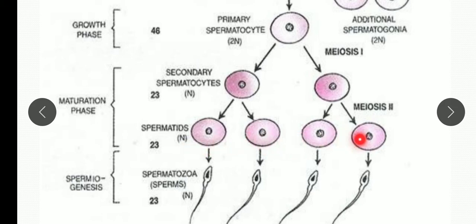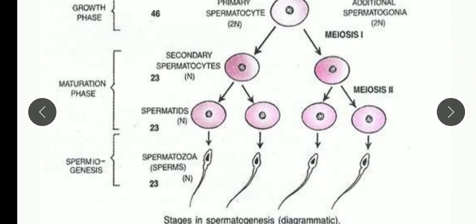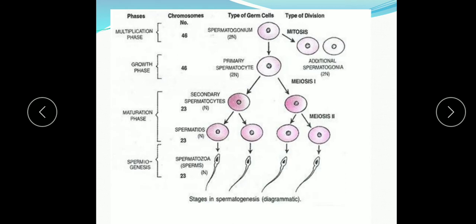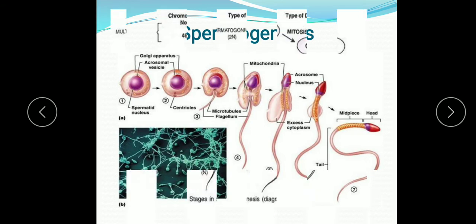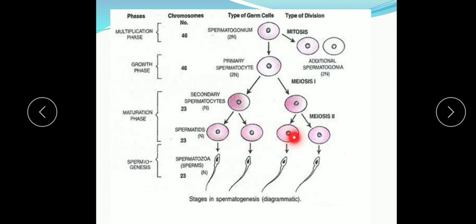Now these 4 spermatids further develop into sperm by the process of spermiogenesis. Let me see what the different steps followed in spermiation or spermiogenesis are. Spermiogenesis is the transformation of spermatid into sperm. Understood, children? This is the spermatid. This spermatid transforms into the sperm. When spermatids transform into sperms, this process is known as spermiogenesis.